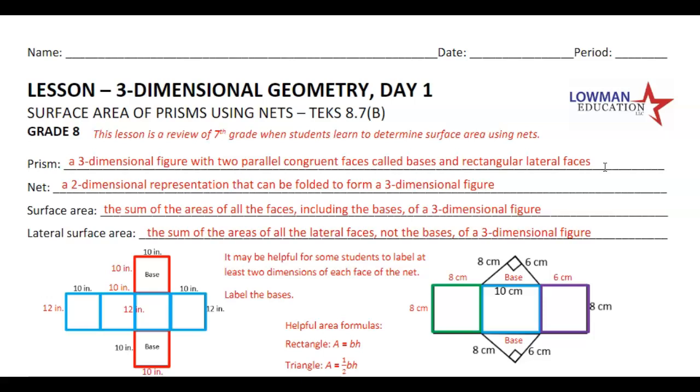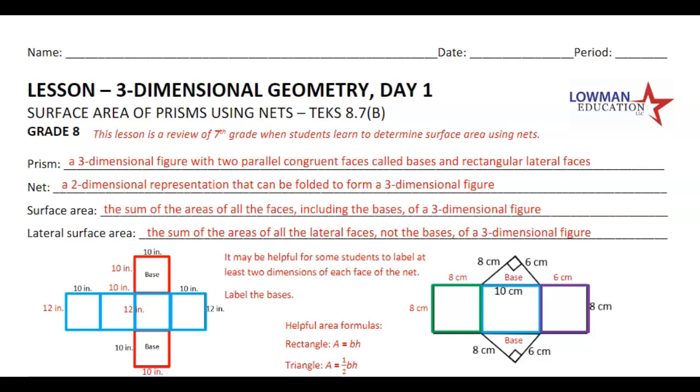Like a Kleenex box, you have portrait and landscape Kleenex boxes. So you have to look at what that shape, that prism, is being used for to determine what the base is going to be. A net is when they open that up and give you a two-dimensional representation that can be folded to form a three-dimensional figure.